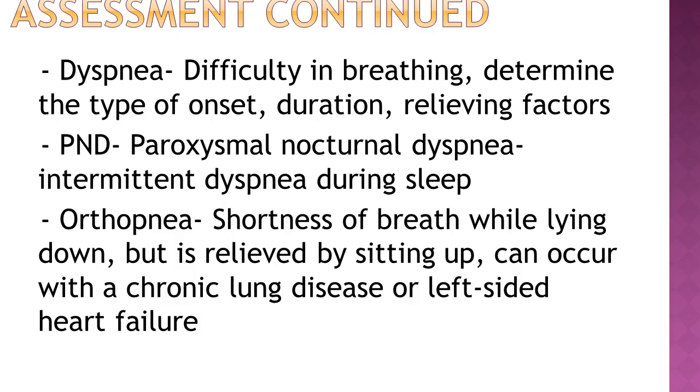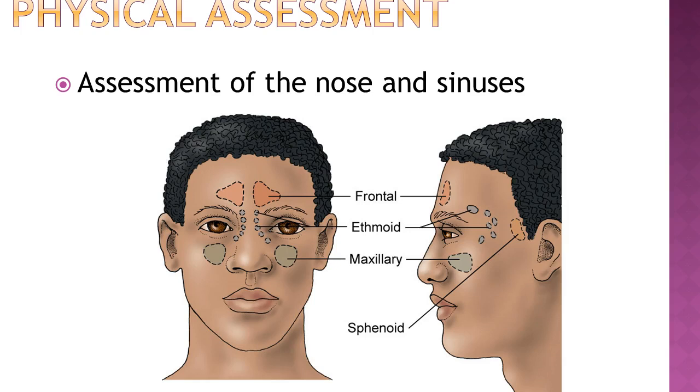Orthopnea is just that shortness of breath while laying down, but many times people that have chronic respiratory problems will sleep in a chair, or just have their head of the bed elevated, and we see this with patients who have chronic lung diseases or patients who have left-sided heart failure. So that's the difference between orthopnea and PND.